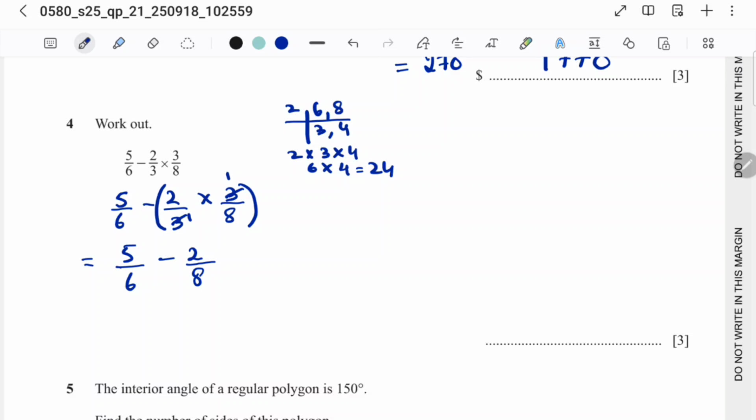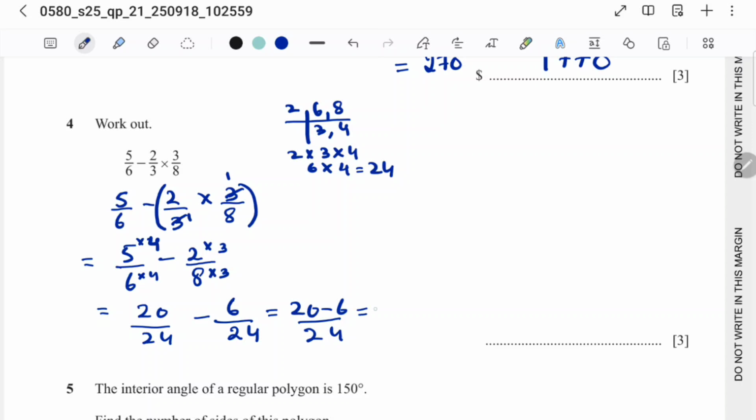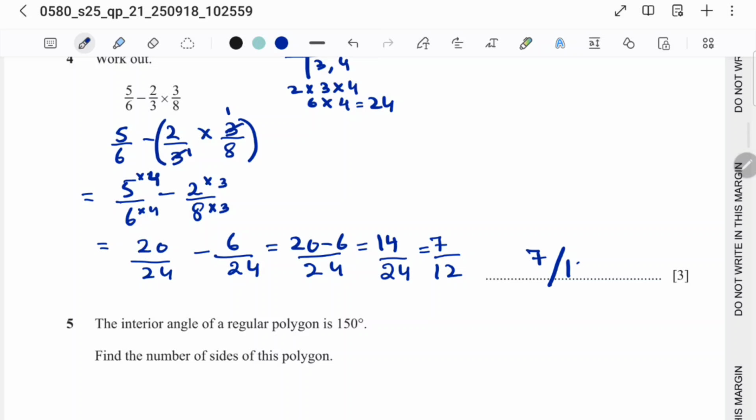So 6 times 4 is 24, so we'll multiply this one also by 4, and 8 times 3 is 24, and it's also multiplying with 3. 5 times 4 is 20 by 24, and 2 times 3 is 6 by 24. So we can do 20 minus 6 divided by 24, which is 14 divided by 24. You can simplify. 2 times 7 is 14 and 2 times 12. We cannot further simplify, so that is the answer, 7 over 12 for this question.